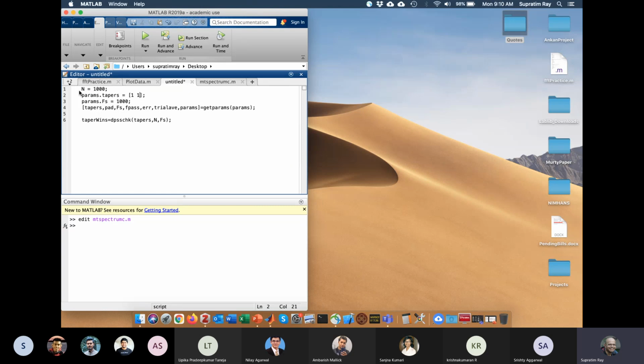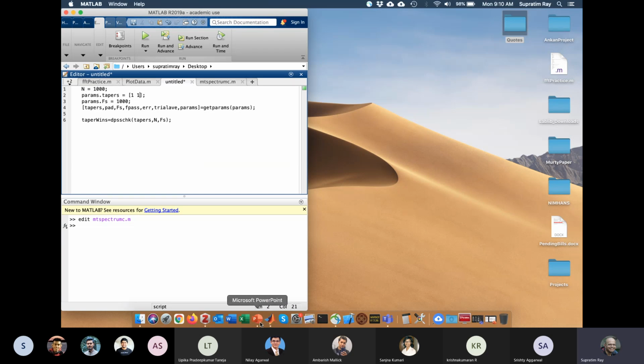So let's say I say I have N of 1,000 and sampling rate is 1,000. So I have specified params.Fs and params.tapers. mtspectrumc requires this variable called params.